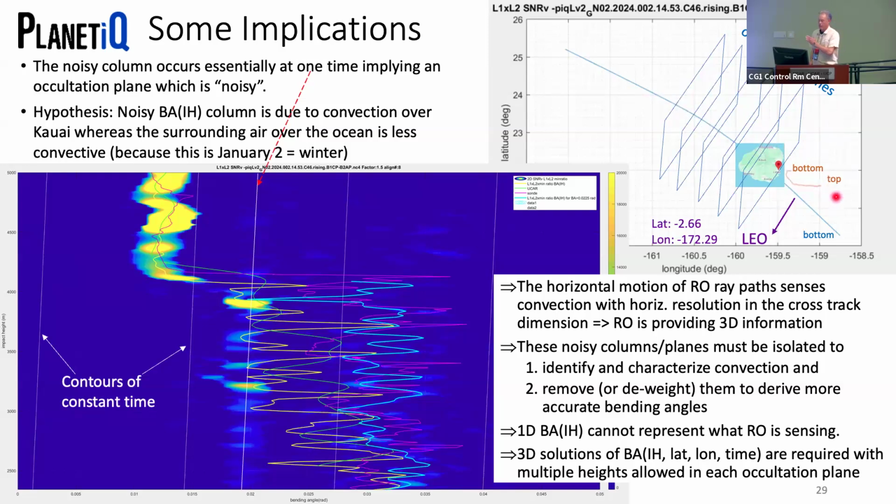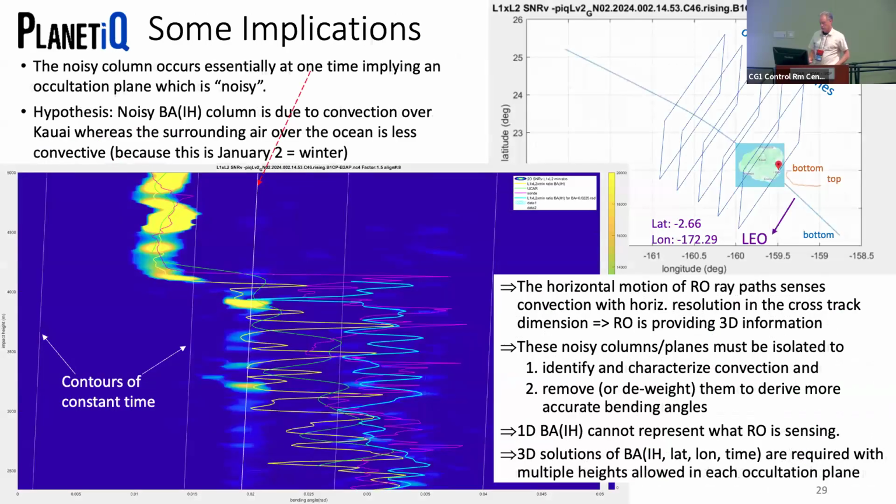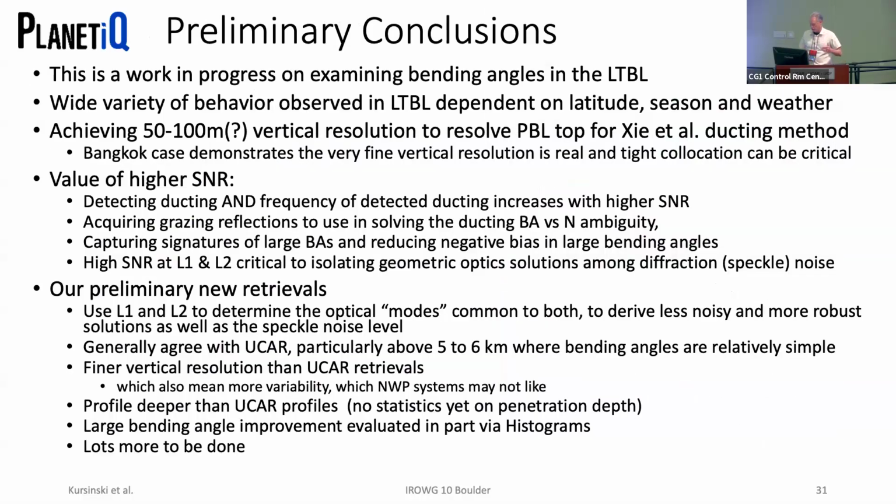But what is happening, I think, is the occultation planes are sliding along, and we go over the Lahui, we go over Kauai, and suddenly we hit a column of convection. Suddenly we hit a column of convection, which is what this is. And so if I eliminate that, I get a much better retrieval. But it's also telling us why that's going forward.